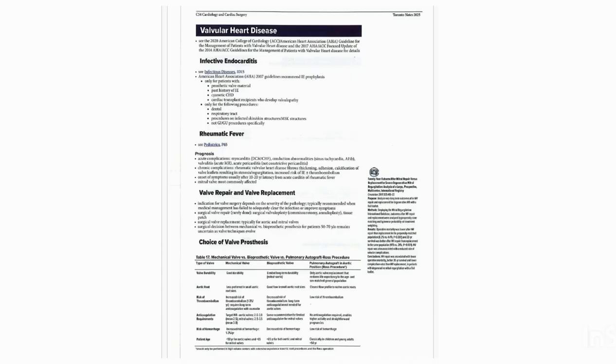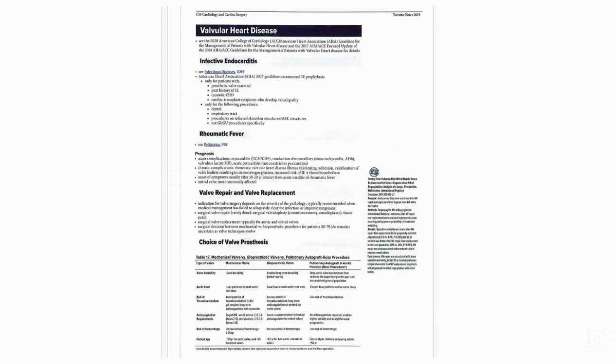Three, pulmonary autograft or Ross procedure. The Ross procedure involves replacing a diseased aortic valve with the patient's own pulmonary valve. Its advantages include excellent hemodynamic performance, flow characteristics closest to a normal native aortic valve, very low thromboembolic risk, and no lifelong anticoagulation, better quality of life including safer pregnancy and unrestricted physical activity.